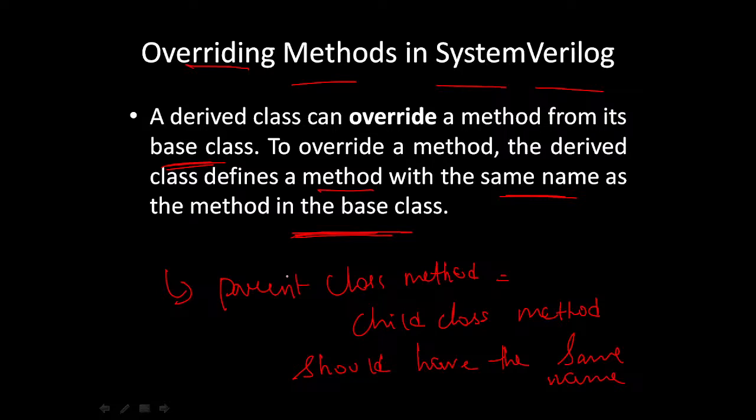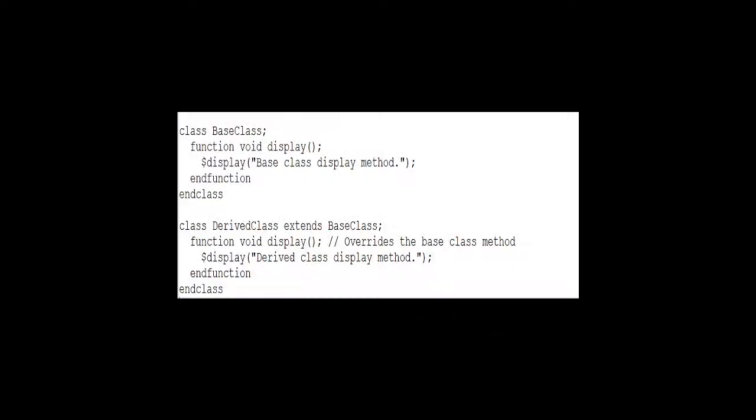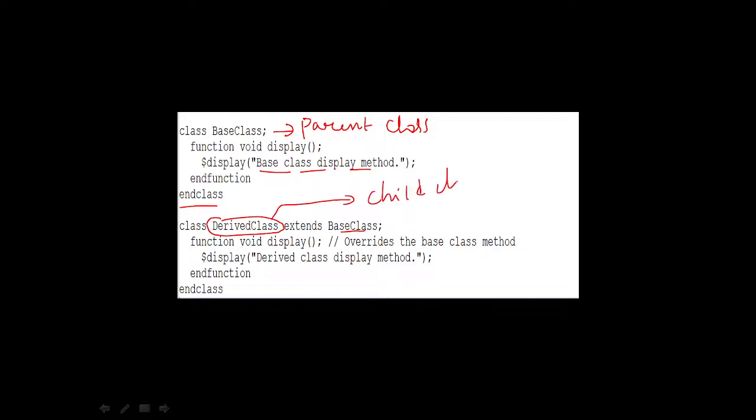Let's say we have a class called base_class. Now we have a method called display, function void display, where we display the base class display method. Then we end the function and end the class. Now we have a class called derived_class which extends base_class, so it becomes the child or derived class.